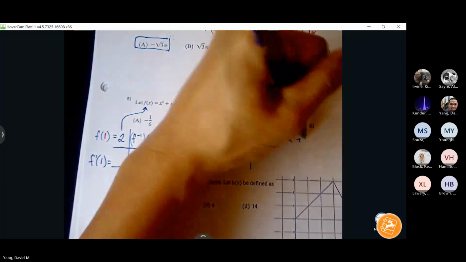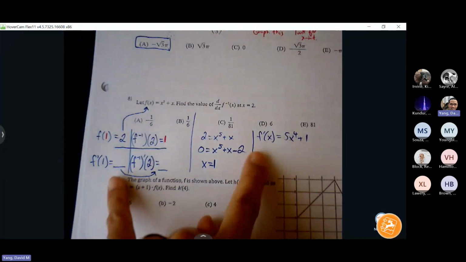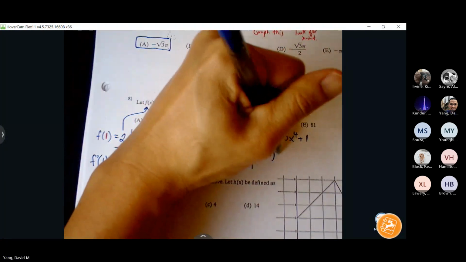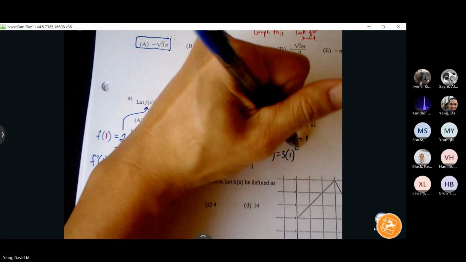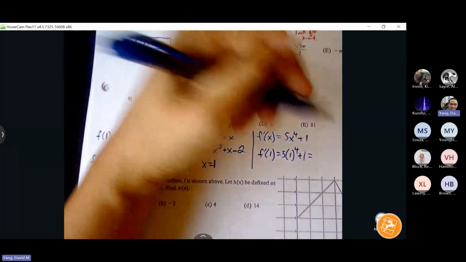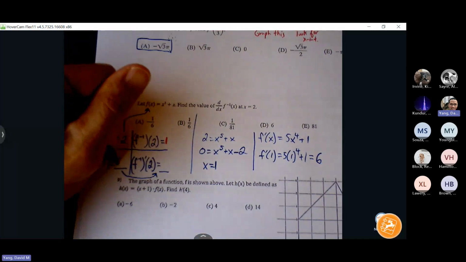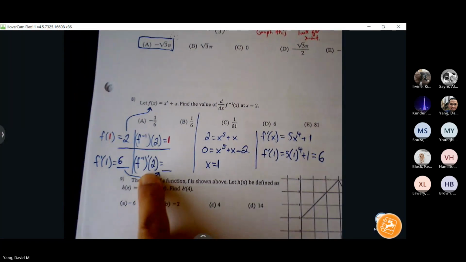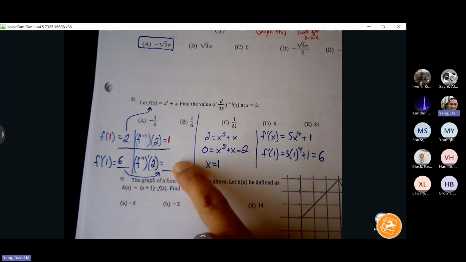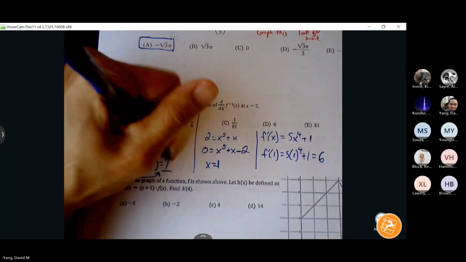X to the 5th becomes what? X becomes 1. Okay, so there's my slope formula. I'm going to plug 1 in to find the slope. 5 plus 1 is 6. So if there's a slope of steepness 6, on the inverse side, at its corresponding point, there must be a slope of what? 1/6, yeah.